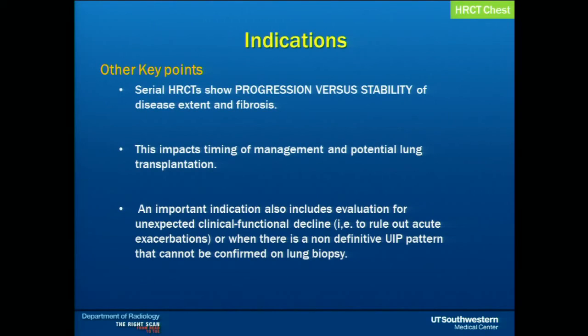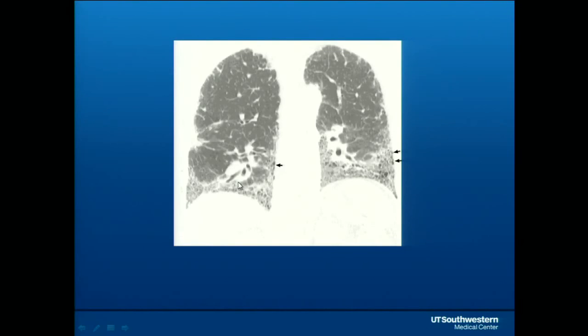An important indication also includes to rule out acute exacerbations in patients who have sudden decline of their clinical status, and in patients who cannot get a lung biopsy, but they have a non-specific pattern on high-resolution chest CT. It is very important to be able to suggest the pattern of fibrosis on the high-resolution chest CT.